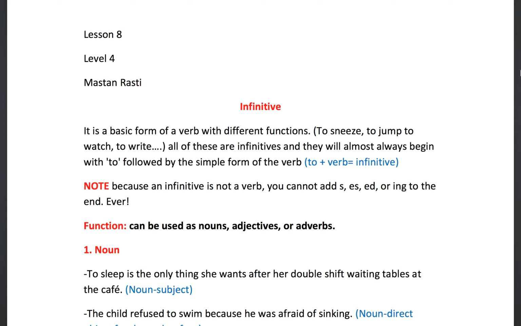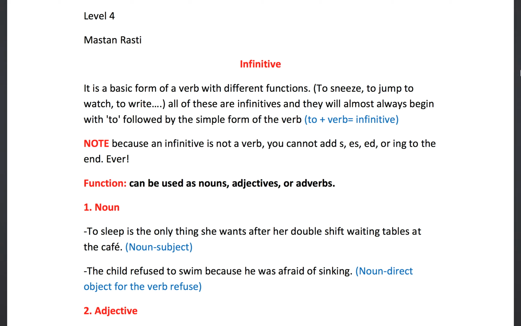What's an infinitive? You might have heard this word before, and from this lesson you can learn what an infinitive is. An infinitive is a basic form of a verb with different functions. For example, here we have some examples: to sneeze, to jump, to watch, to write. This is a verbal, which has the form of the verb but functions differently in a sentence.